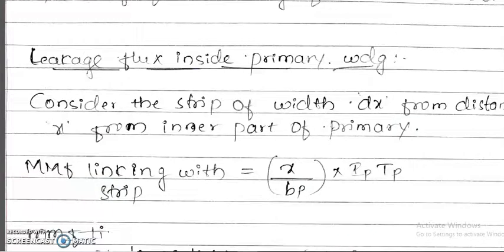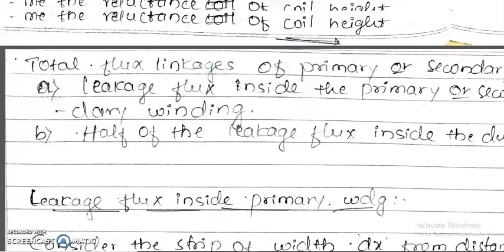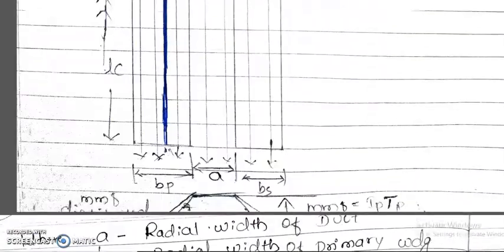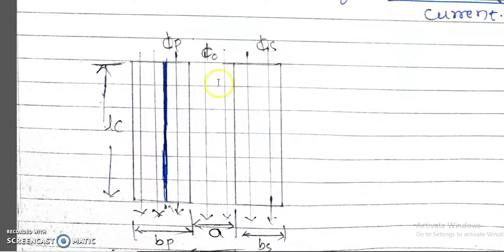For the calculation of this one, before going to the calculation of the complete primary winding, first we have to consider this magnetic strip. We have to calculate the flux linkage with respect to this strip. After calculating this flux linkage, if you integrate, you will get the total flux linkage of the primary winding. If you know the primary winding flux linkage, the secondary is exactly the same. Like that we have to carry forward the derivation.